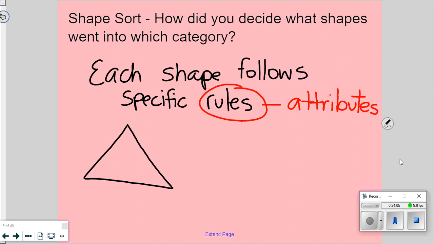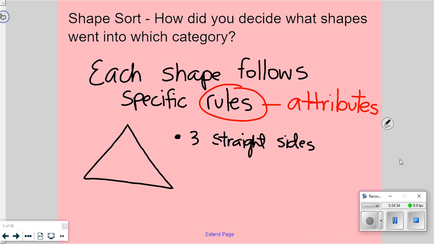Cara, what's one rule to be a triangle? They have 3 straight lines. We have to have 3 straight, you can use the word lines. I think the word sides is a little more specific, but lines is fine. You have to have 3 straight sides. I'm writing, you're writing.